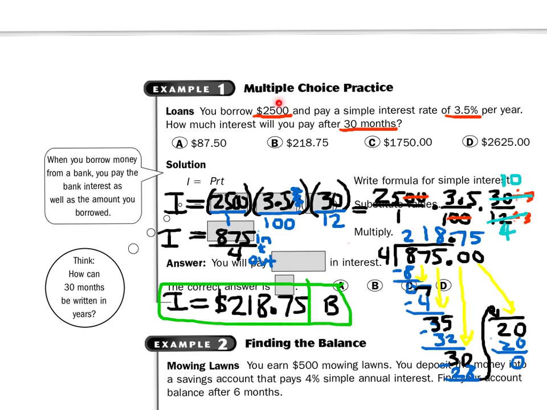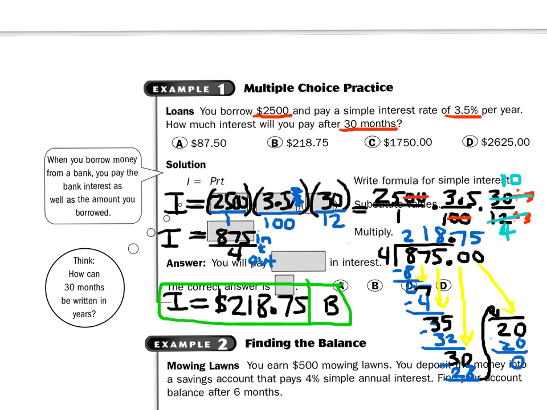The principal is the amount I started with, the $2,500. The R is the 3.5%, so I put 3.5%. And the time is 30 months, okay? So to make everything look like a fraction, I have to put 2,500 over 1. And then to get rid of that percent symbol, put it over 100 and cross out the percent symbol. And then 30 months would be 30 over 12. So now I wrote it here, 2,500 over 1, 3.5 over 100, and 30 over 12.